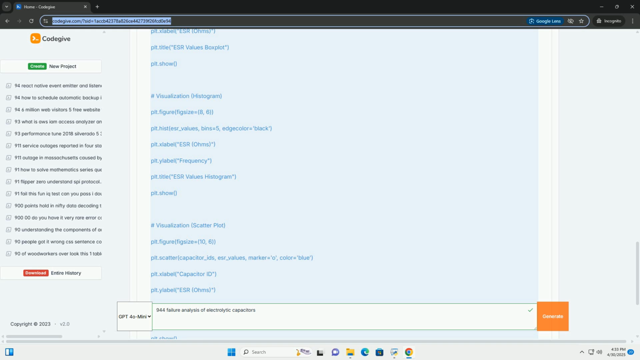Typical ESR values: ESR values vary depending on the capacitor's capacitance, voltage rating, and operating frequency. You'll need to consult datasheets or online resources to determine the expected ESR range for a given capacitor. However, as a general rule, ESR should be as low as possible, ideally less than 1 ohm for most electrolytic capacitors. A reading of several ohms or higher is a strong indication of failure.